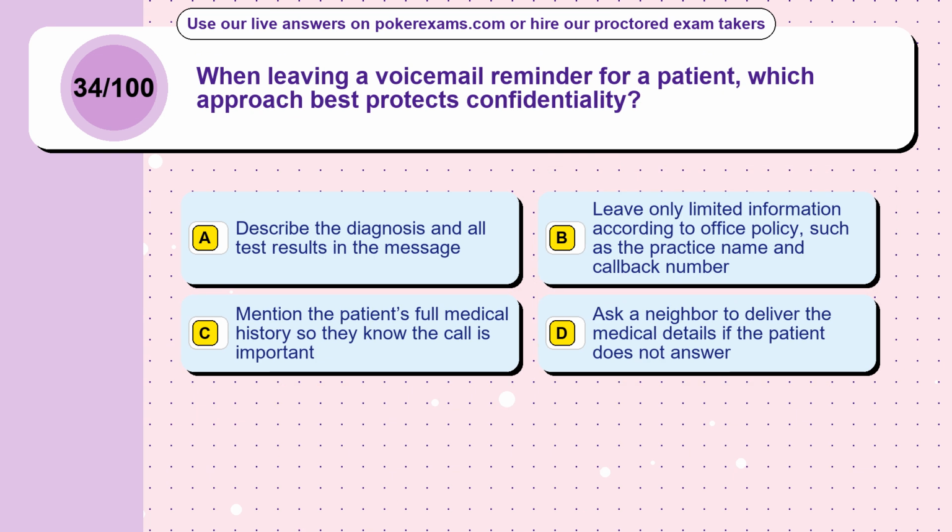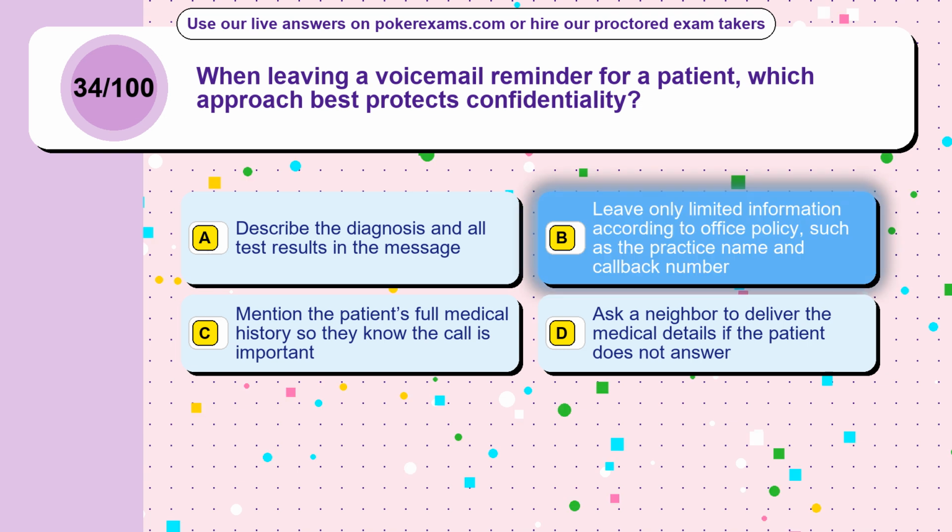Question 34. When leaving a voicemail reminder for a patient, which approach best protects confidentiality? Option A. Describe the diagnosis and all test results in the message. Option B. Leave only limited information according to office policy, such as the practice name and callback number. Option C. Mention the patient's full medical history so they know the call is important. Option D. Ask a neighbor to deliver the medical details if the patient does not answer.